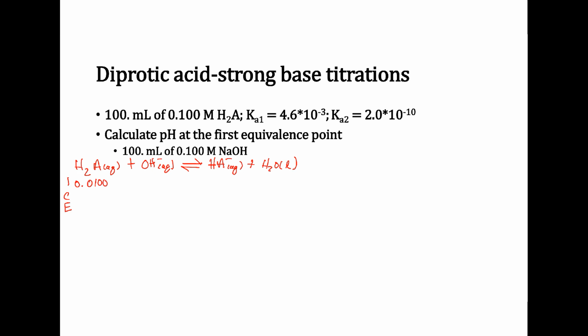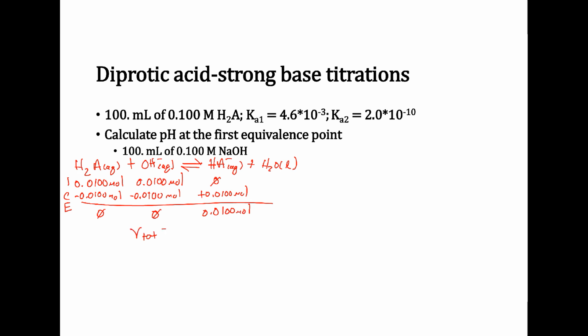So now we have the exact same molar amounts: 0.0100 moles initially. We'll subtract that off because we're at the equivalence point where the moles of the acid and the moles of the base are equal. And so what we'll end up left with, none of this remains, and all we have is 0.0100 moles of HA minus. And now our total volume is up to 200 milliliters.